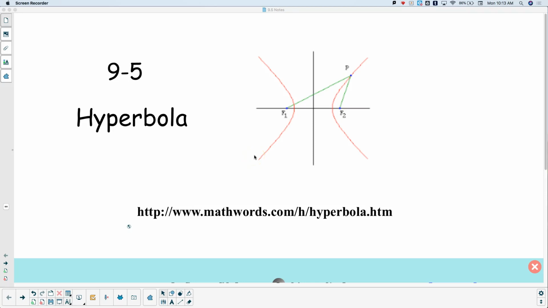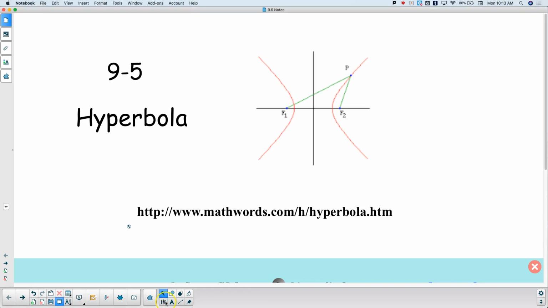Alright, so hyperbolas. Okay? If I would go to this website, and I'm not really going to go to this website because it's not as cool and interactive as the ellipse website. The only good thing about it is it describes a hyperbola as an inside-out ellipse. Okay? So if I were to do this as an ellipse, okay, and now I take that ellipse and I turn it inside out.